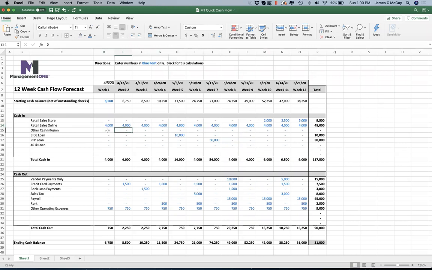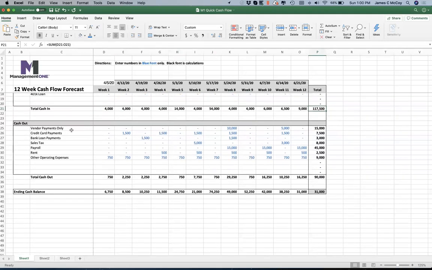Other cash infusion, maybe you have loans from family and friends, money that can come in from savings. EIDL loan, if you get the money or when you get the money from there, plug it in when you think you'll get it. PPP loan, again, plug that in when you think the money will come in. 401k, if you can borrow against that, maybe you'll get some money from that. I've got this at 0. So this line will calculate the total cash in every week. 117,000 for the next 12 weeks cash in.